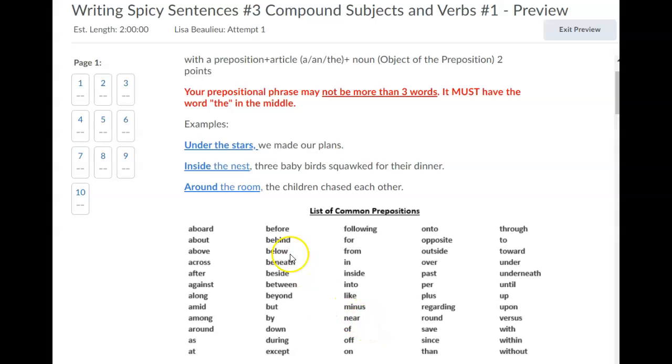Notice that there is a comma after the prepositional phrase. And then the first word coming after that is the subject of the sentence. The subject is we, and made is the verb. In this one, the birds, the 3 baby birds, are the subject, and what did they do? They squawked. And here in this one, the subject is children, and they chased.